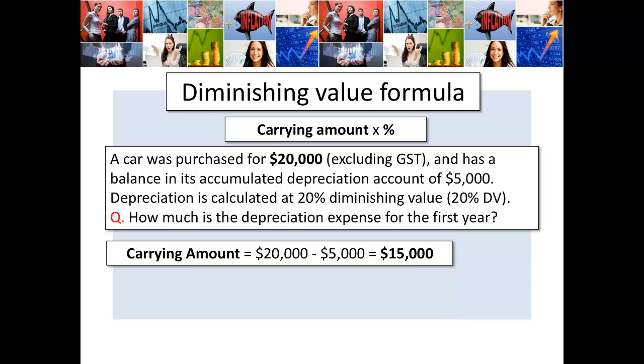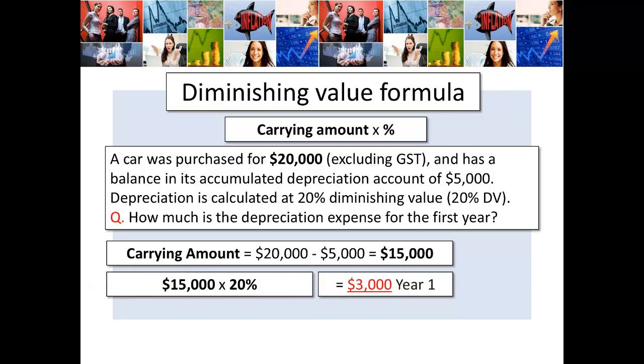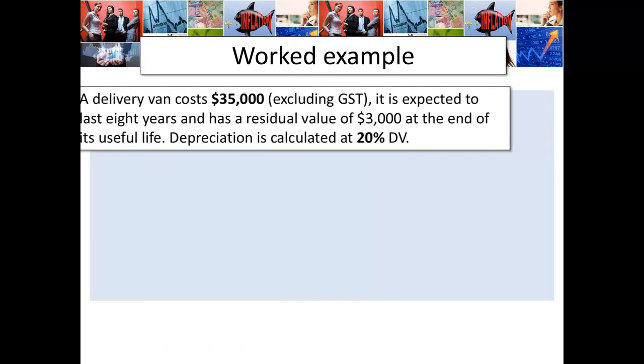Carrying amount, $15,000, easy to calculate. And then 15,000 times 20%. And if your maths is okay, that works out to be $3,000 in the first year. And it won't be the same year after year after year as straight line was.